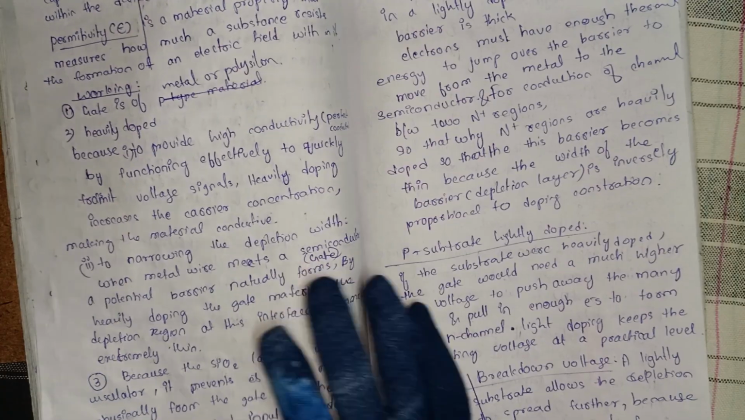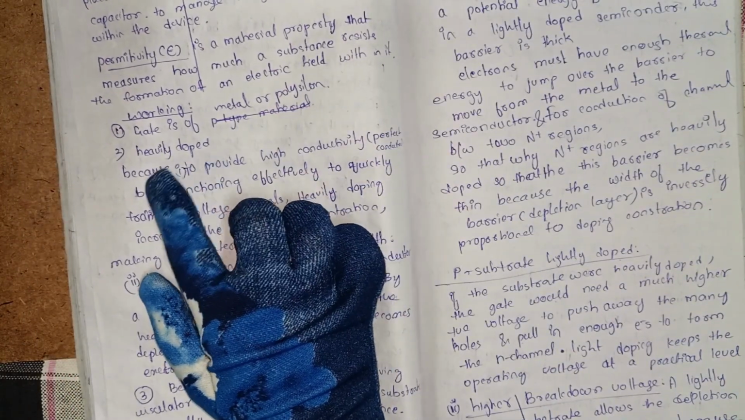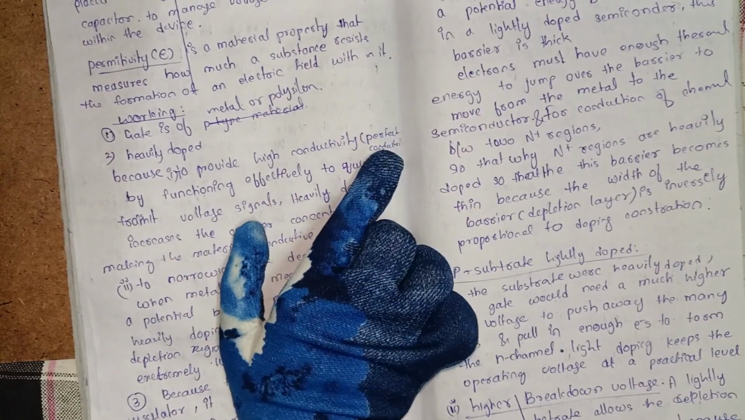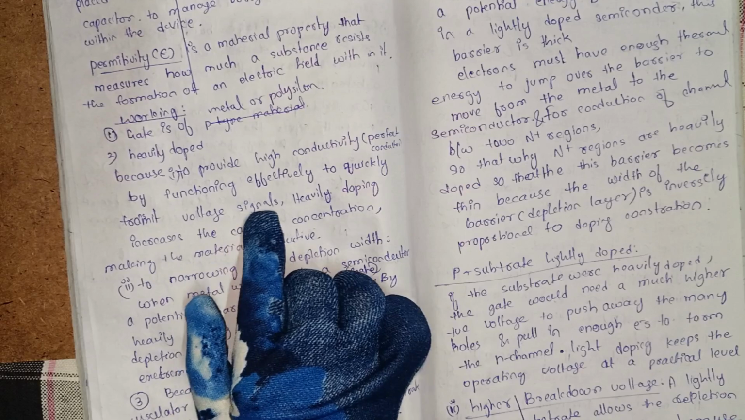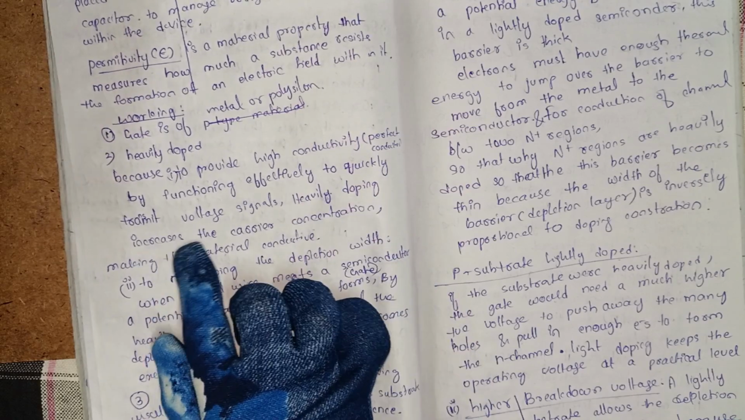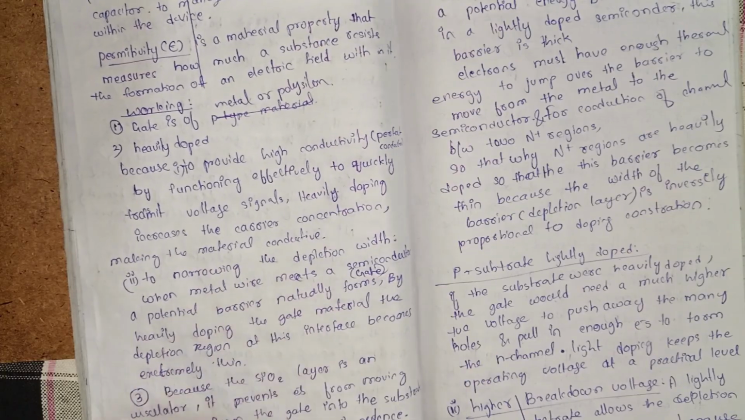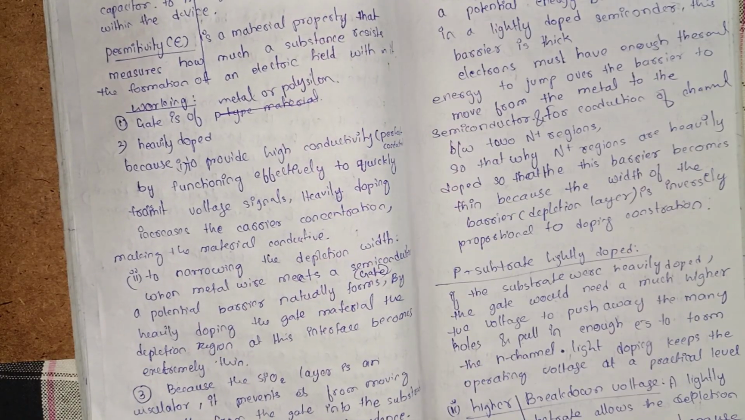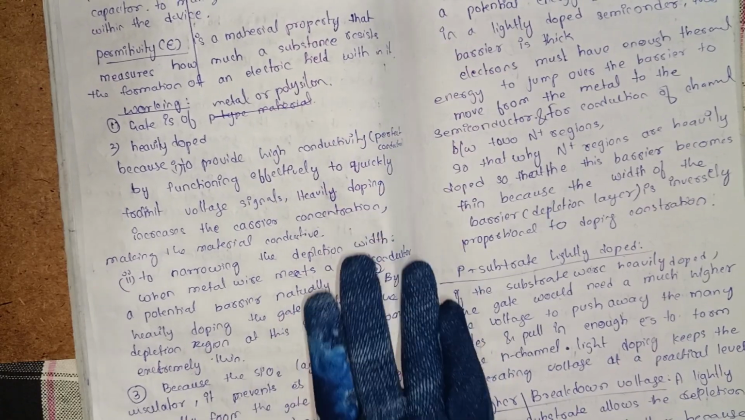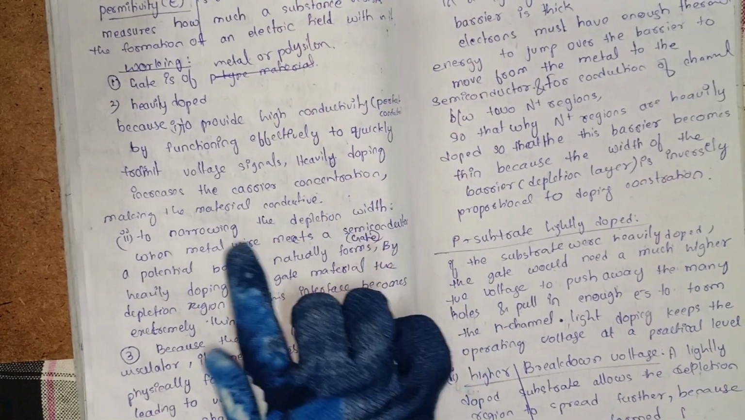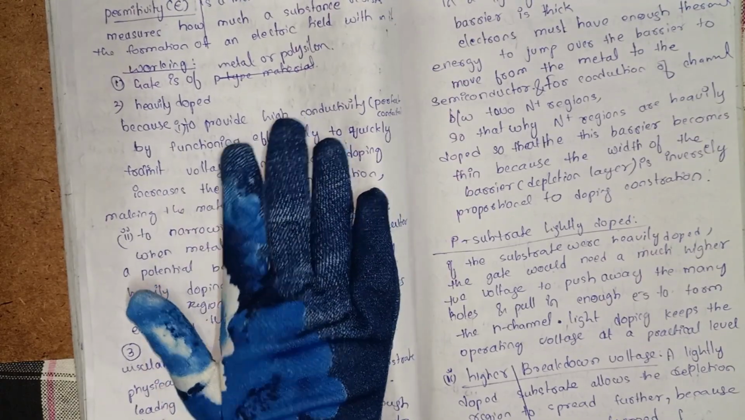Then we will see the working. The gate is of metal or polysilicon. It is heavily doped to provide high conductivity, to function effectively and quickly transmit voltage signals. Heavy doping increases the carrier concentration, making the material conductive.